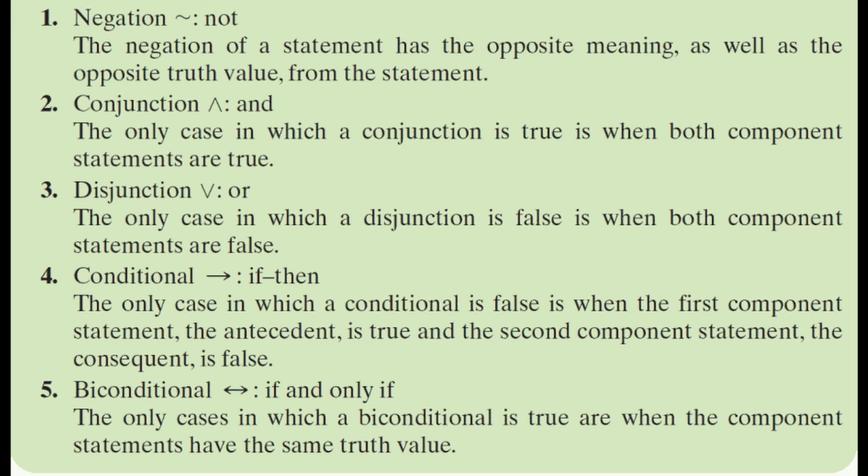Then we look at conditionals, which are the if-then statements. Conditionals are false if the antecedent is true and the subsequent is false. That is, the first part's true and the second's false. And then finally we have biconditionals, the if and only if statements, the equivalent statements, where these are only true when the pieces, the components, both match.